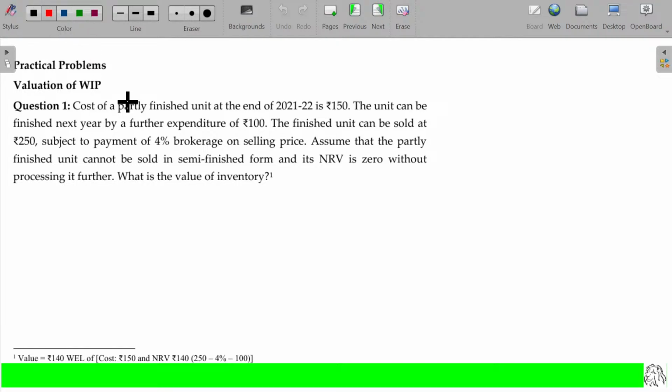Now, valuation of work in progress. Always remember, the value is equal to whichever is lower of cost or NRV. Cost of the partly finished unit at the end of 22 being 150. This will be 150. Cost to date not completed in case of valuation of work in progress. As on today, I have spent around 150 rupees for this work in progress.